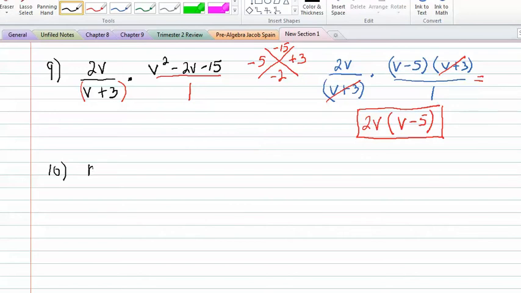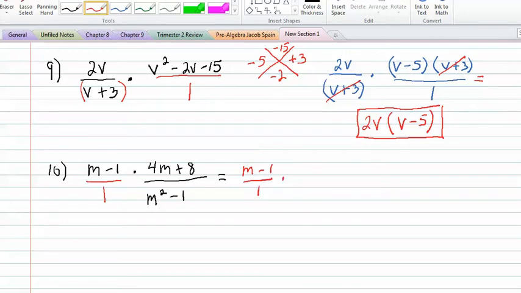Okay, my problem is m minus 1 times 4m plus 8 over m squared minus 1. So again, I'm going to look. I'm going to make this into a fraction. I can't factor anything out here, so I'm just going to go ahead and rewrite it. Looking at this top quantity, do I have anything that I can take out? I see that it's a 4, and I have a m plus 2. So over here I have a 4, and I have a m plus 2.